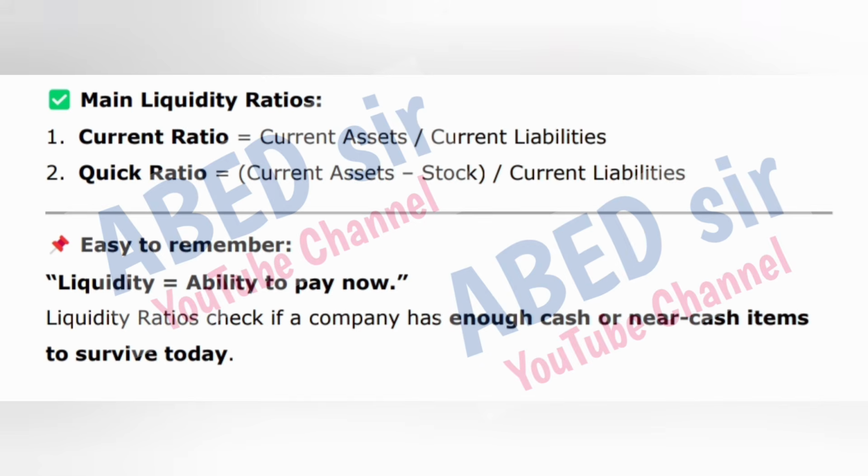Main liquidity ratios. 1. Current ratio is equal to current assets / current liabilities. 2. Quick ratio is equal to (current assets - stock) / current liabilities. Easy to remember. Liquidity is equal to ability to pay now. Liquidity ratios check if a company has enough cash or near cash items to survive today.